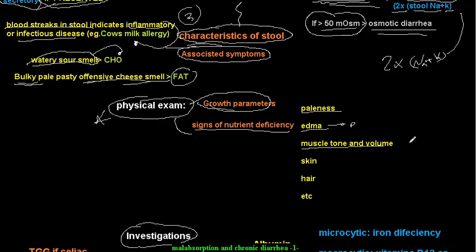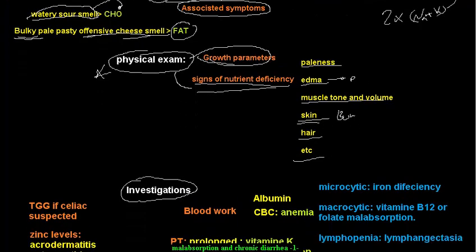Okay, muscle tone and volume of the muscles. You have to look for skin, for bones, muscle tone, for any fractures. For example, in rickets disease, you have vitamin D deficiency. For skin lesions, for example, in zinc deficiency diarrhea, if you are losing zinc, you have some significant skin lesions. You have to look at hair and etc. Okay, so signs of nutrient deficiency and vitamins, of course.